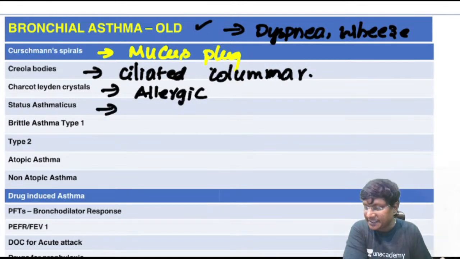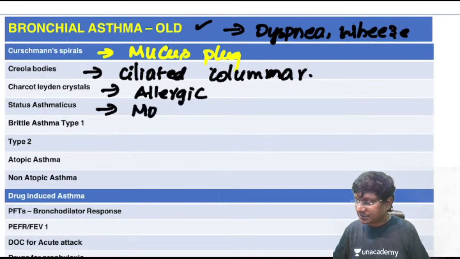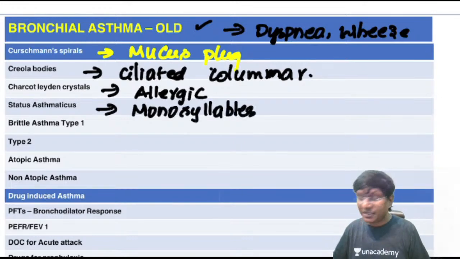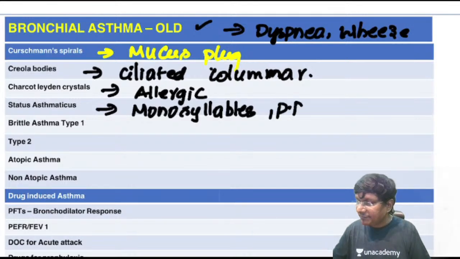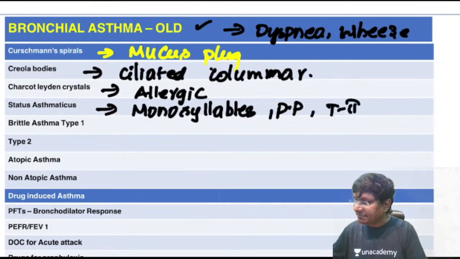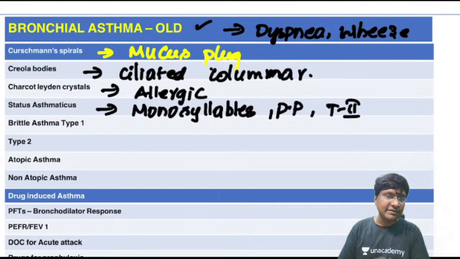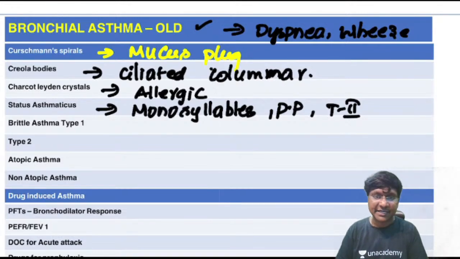Coming to status asthmaticus, what exactly is this? It is a very severe form of acute asthma, and these patients cannot speak completely because of dyspnea. They speak in monosyllables. And what is a characteristic pattern in patients with status asthmaticus? They will have pulsus paradoxus. And these patients develop type 2 respiratory failure, where there will be hypoxia as well as hypercapnia, right?